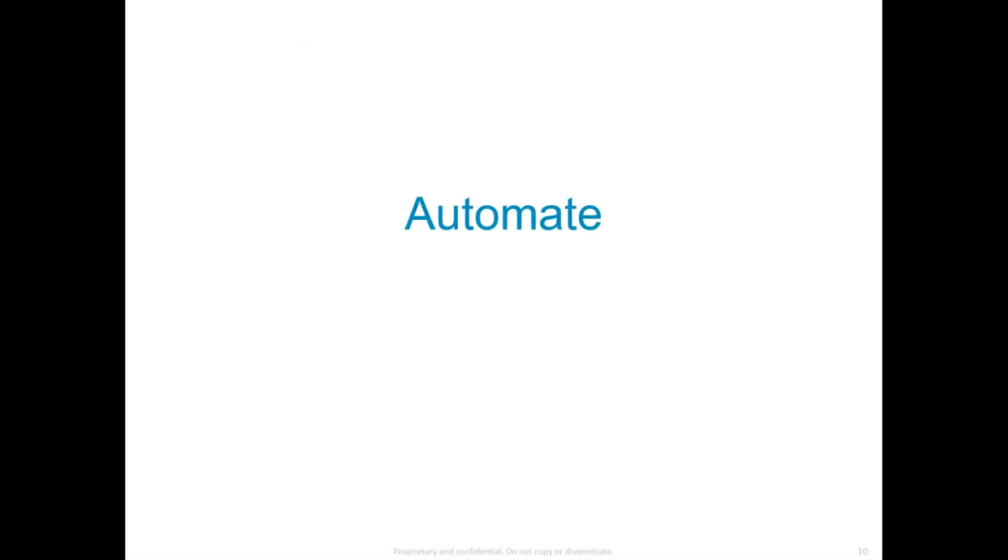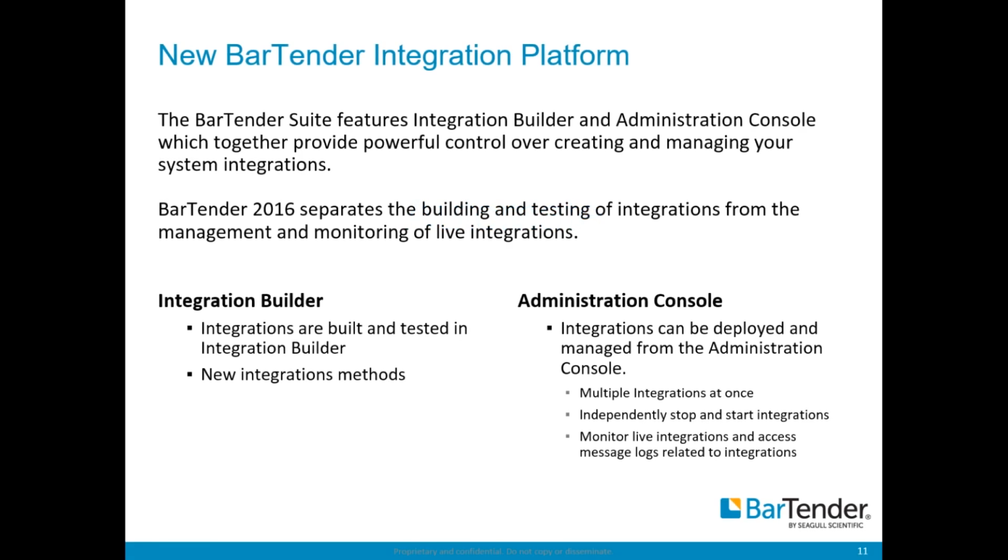For our next section, when we think about automating a print process in Bartender, we think of the companion application Commander. Well, with Bartender 2016, we've actually completely rethought our approach to integration from the ground up. We've taken a lot of requests and just self-evaluated our process when it comes to integration. This is actually the most significant change of Bartender 2016. We start by separating the task of building and testing an integration and deploying and administrating them.